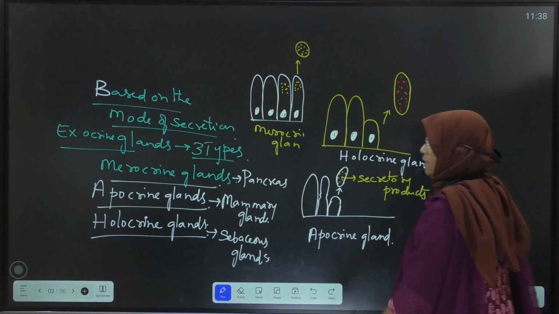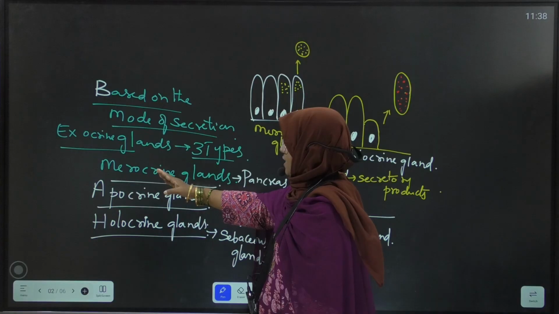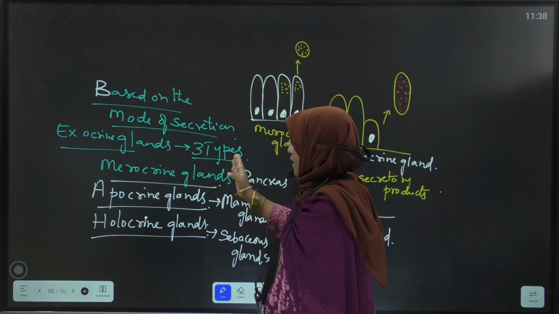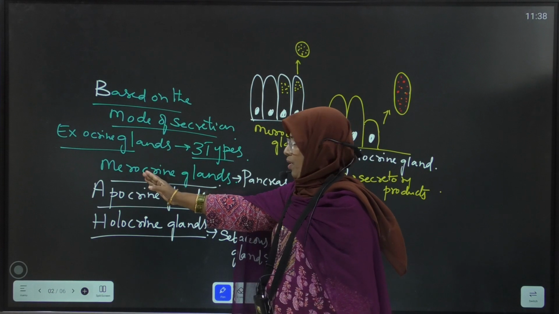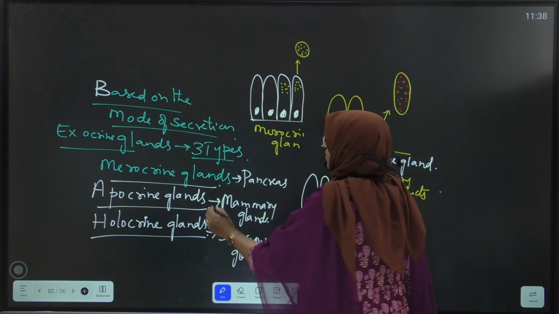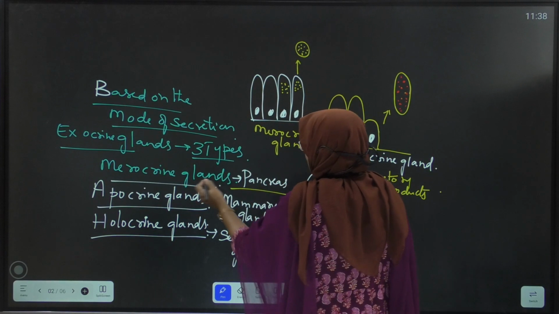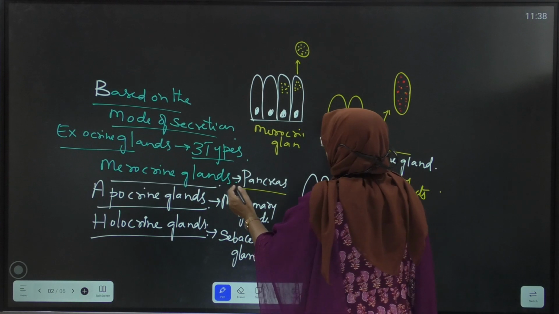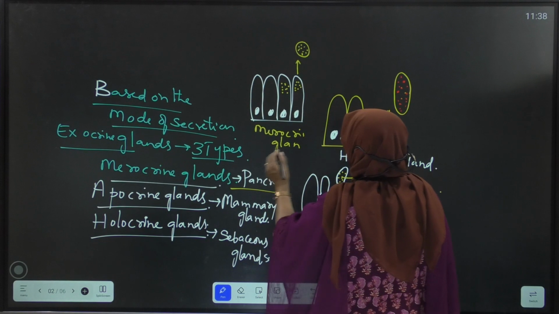Listen carefully. Based on the mode of secretion, exocrine glands are three types. They are merocrine glands, apocrine glands, and holocrine glands. First we will discuss the merocrine glands. Merocrine glands example is pancreas.